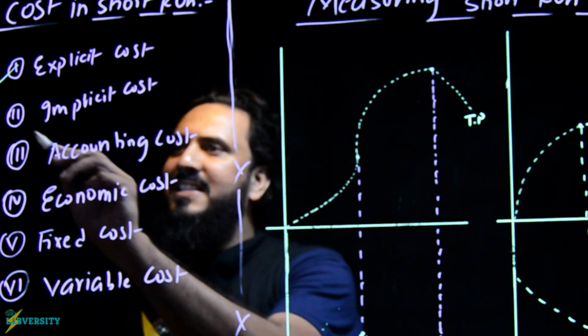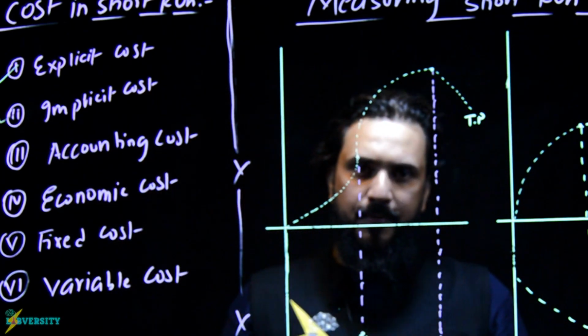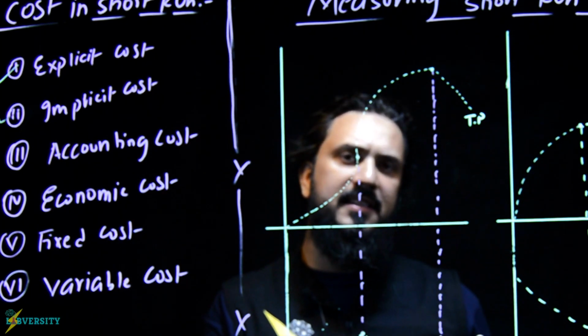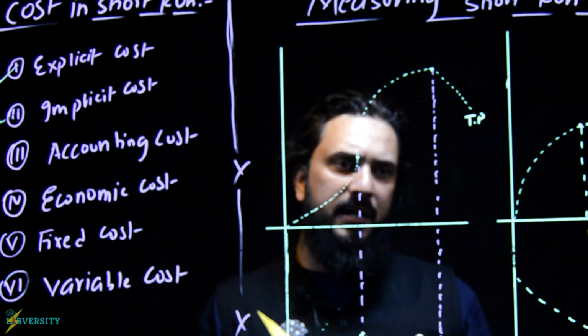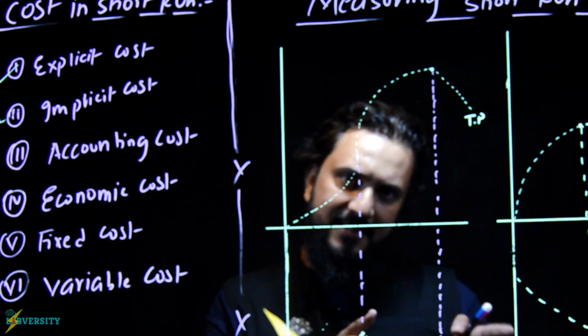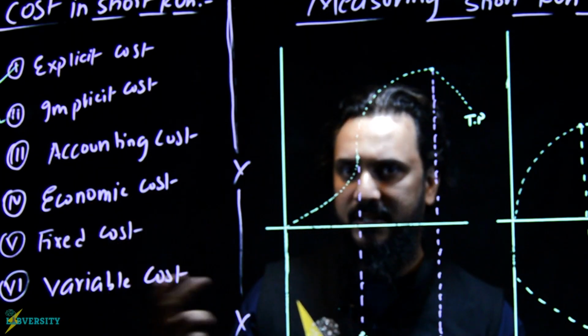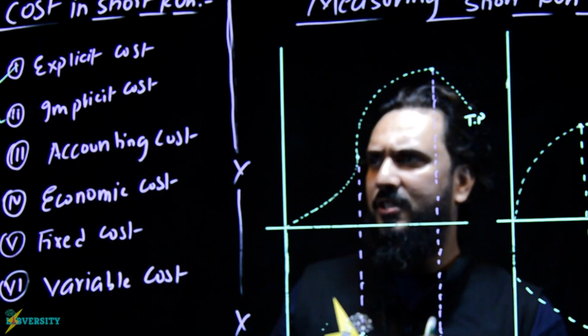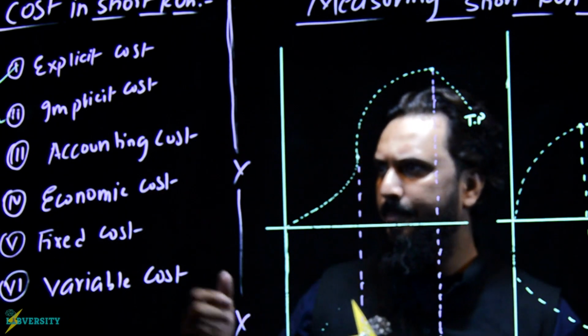Whereas the implicit cost is a cost which is an opportunity cost. For example, if a business is investing in its factors of production, these resources can also be utilized in some other ways, for some other reasons too. So this is said to be your implicit cost, which is also known as your opportunity cost.